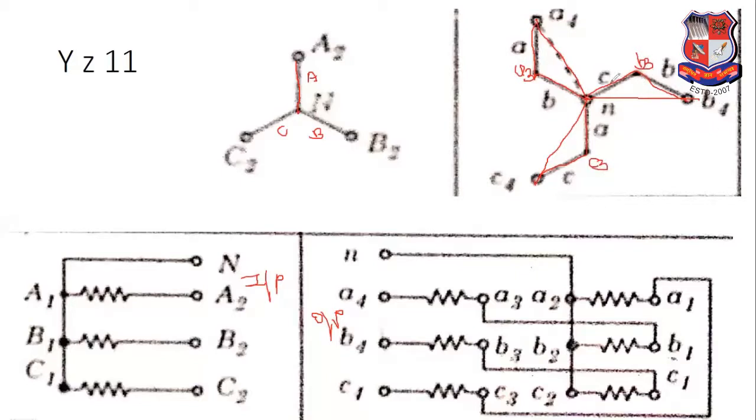Now 3 is the lower one from 3 and 4. So from C 1 and 2, B3 is lower, near to lower C you have to put C1, C2. Same way A1, A2, B1, B2. So you can see that A2, B2 and C2 are connected to a common point, that is the neutral. C1 is connected with B3, B1 is connected with A3, A1 is connected with C3, okay, so this is your zigzag connection. So by this way you can make the YZ11 connection.